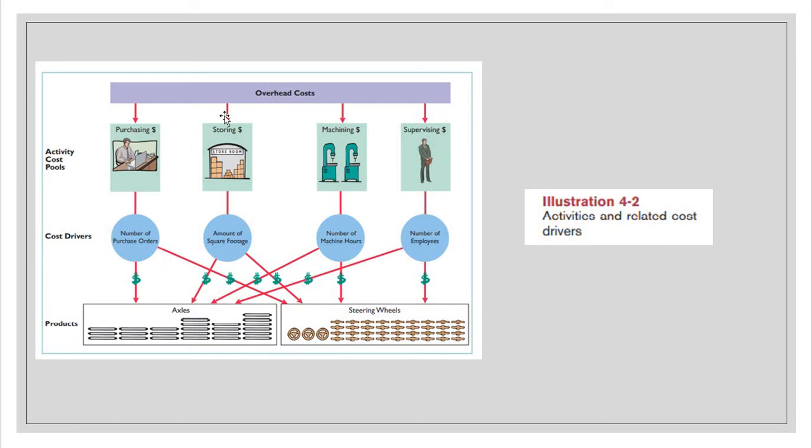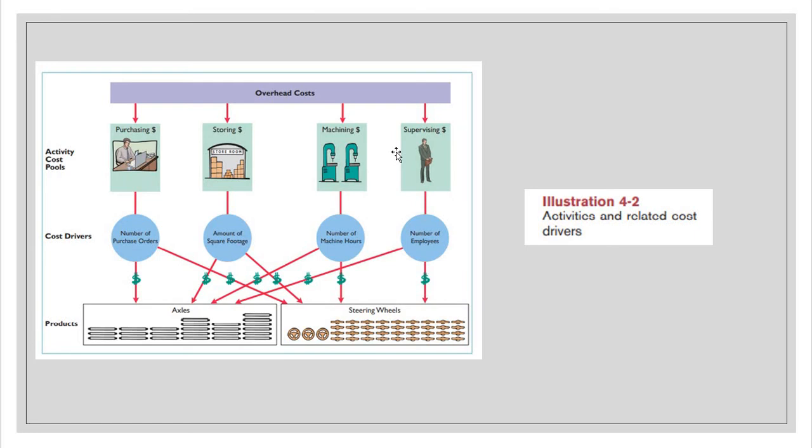Okay? So, ito yung mga nag-allocate sila ng mga overhead costs. Ito yung allocation of cost pools. Purchasing, storing, machine. So, these are the activities. Okay? In this example, the company had identified these four activity pools. Yung purchasing, the storing, machining, and the supervising. So, after the costs are allocated to the activity pools, the company uses cost drivers now to determine the cost to assign to the individual products. It's either for the axle or the steering wheel.